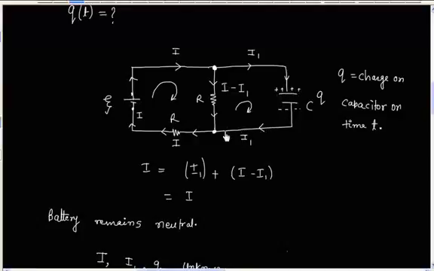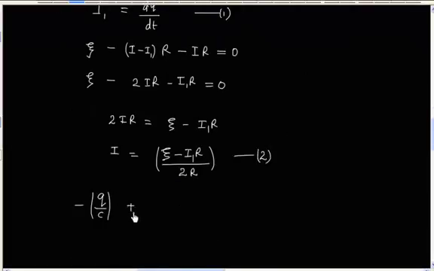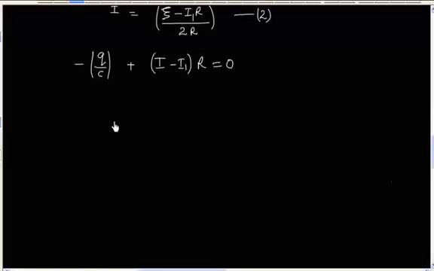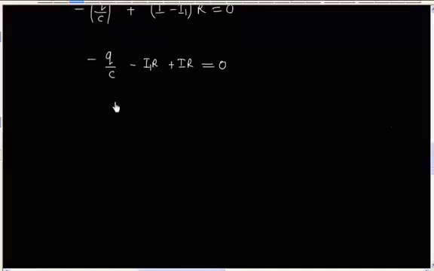Now there is no resistor here. If I go across this resistor, I am going opposite to the direction of current, so we will have a plus sign. And the current is I minus I1 and the resistance is R. So this is equal to 0. Now from here we can write minus Q by C minus I1R plus IR is equal to 0, or we can write IR is equal to Q by C plus I1R. So this is equation 3.